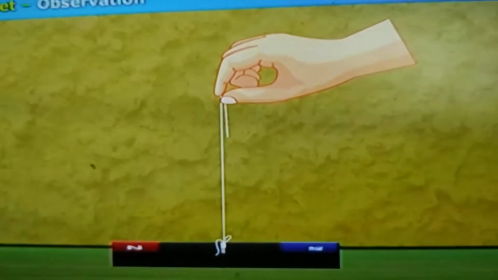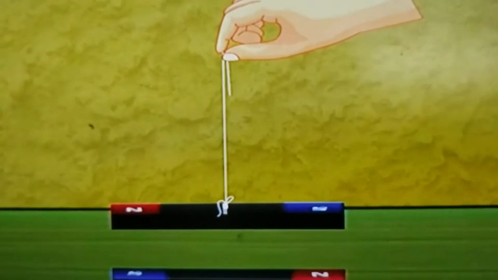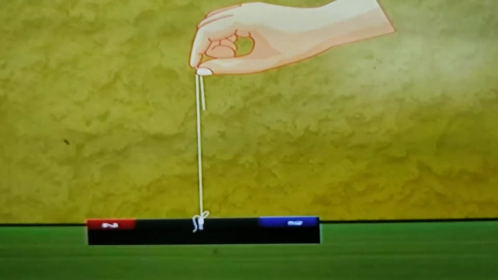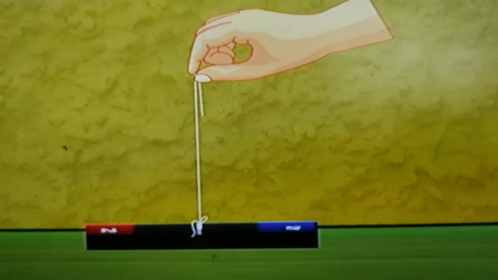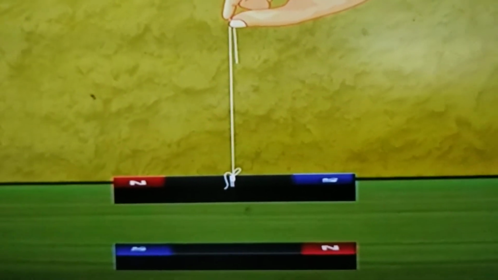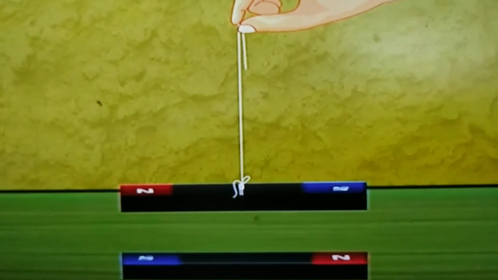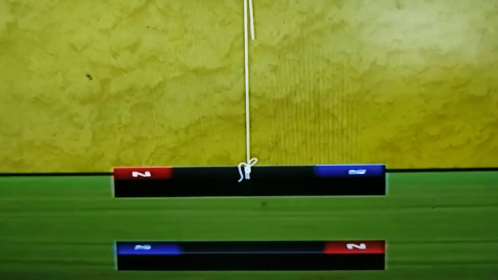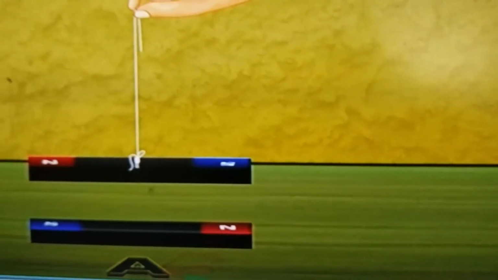So from this activity we observe that the suspended bar magnet always comes to rest in the direction of the bar magnet placed on the table, right? Similarly, we also observe that one pole of the bar magnet A attracts the north pole of the freely suspended bar magnet B, while the other pole of the bar magnet A repels the north pole of the freely suspended bar magnet B.